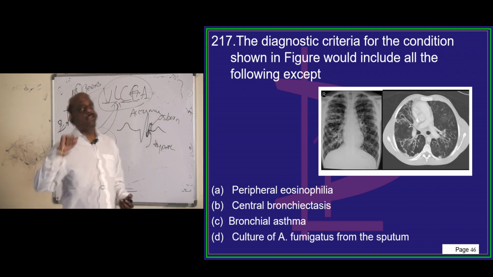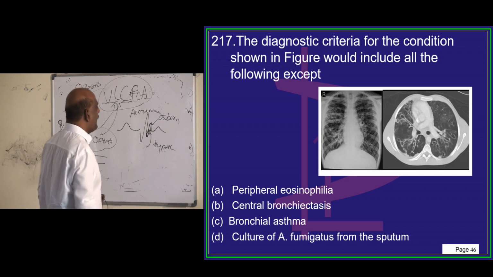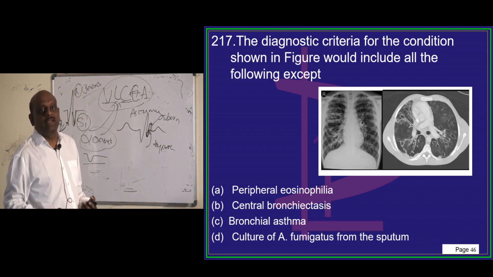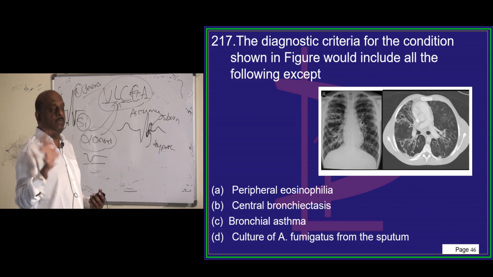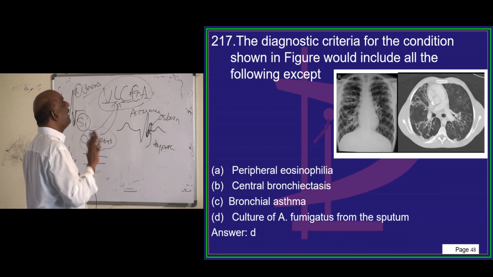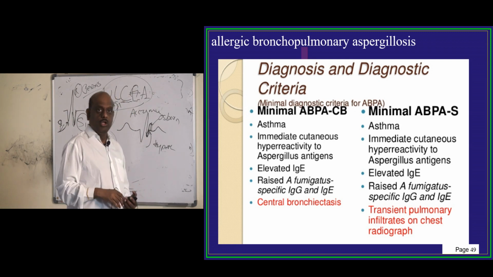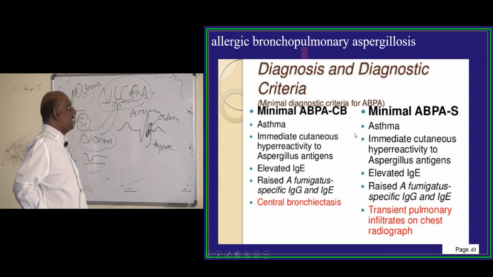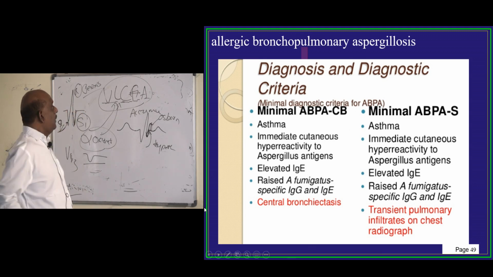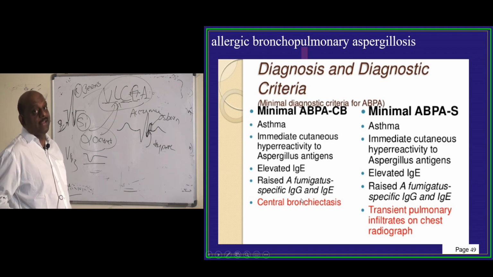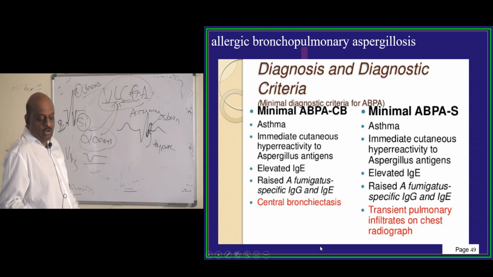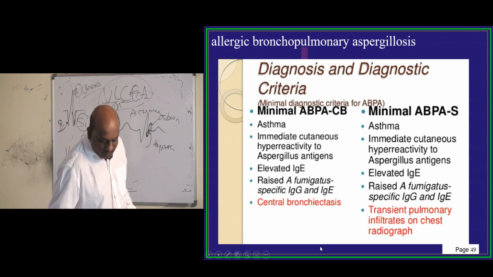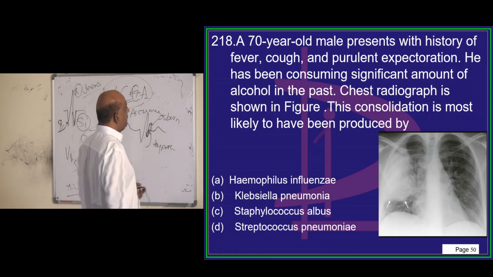So peripheral eosinophilia, central bronchiectasis, bronchial asthma are part of the criteria, but Aspergillus fumigatus culture is not part of the criteria to define ABPA. So you should know, doctor, what the diagnostic criteria are. इसके पहले भी बहुत बार हम चर्चा कर चुके इसके बारे में. Raised immunoglobulin E and Aspergillus fumigatus specific immunoglobulin G or E is required, not the culture of the organism. That is what you have to emphatically realize.